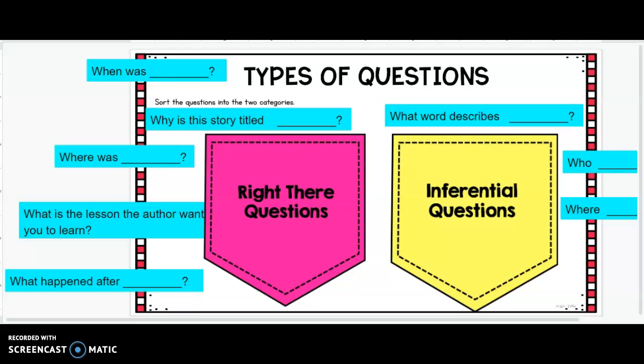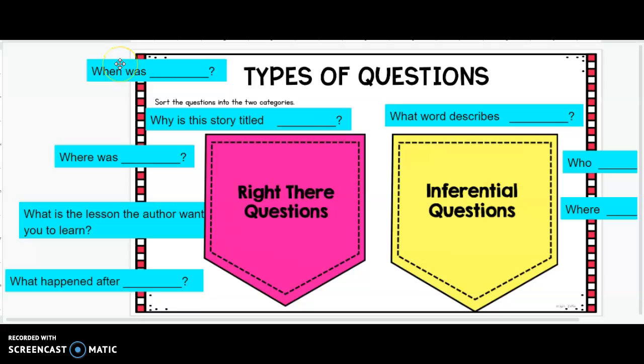Okay, so on this slide, we are going to sort through the two types of questions. We have our right there questions, and then we have inferential questions. To recap, right there questions means that the answer will be found directly in the text, and inferential questions are those that you have to use your schema and your text clues to try and figure out what the author is trying to say. So let's look at our first one.